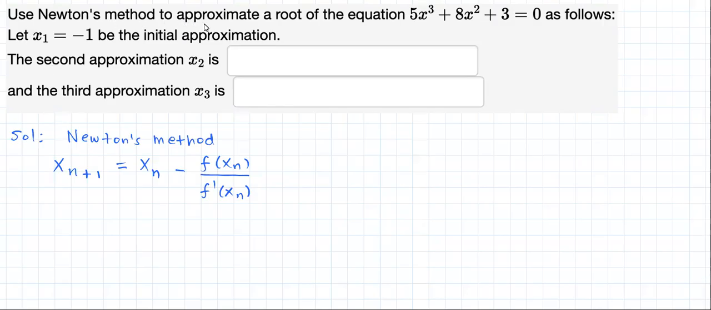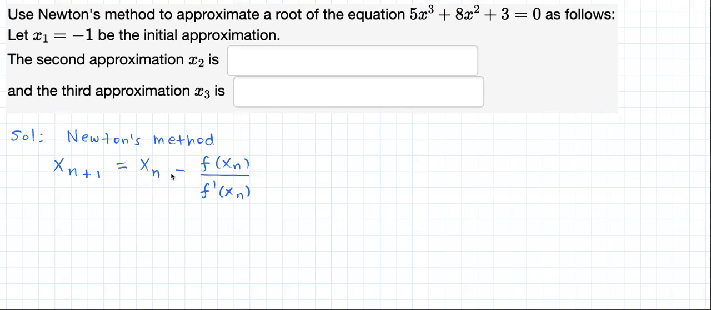Use Newton's method to approximate a root of the equation 5x cubed plus 8x squared plus 3 equals 0. Use x1 equal -1 as your initial approximation. Remember, Newton's method is an algorithm that allows us to improve solutions of equations of this type, right?